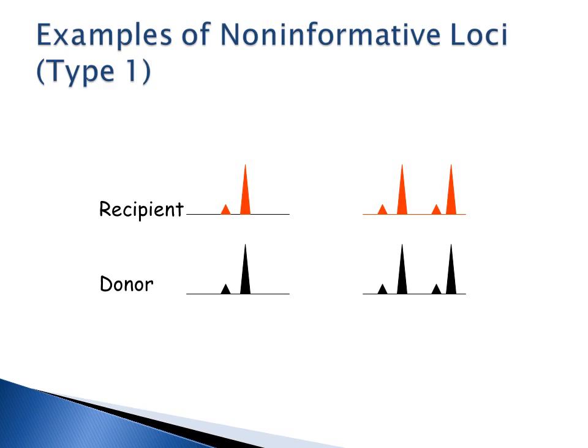And then examples of non-informative loci. So for this locus, the recipient and donor have the exact same peaks in the same sizes and same locations. So that's going to be a non-informative locus.